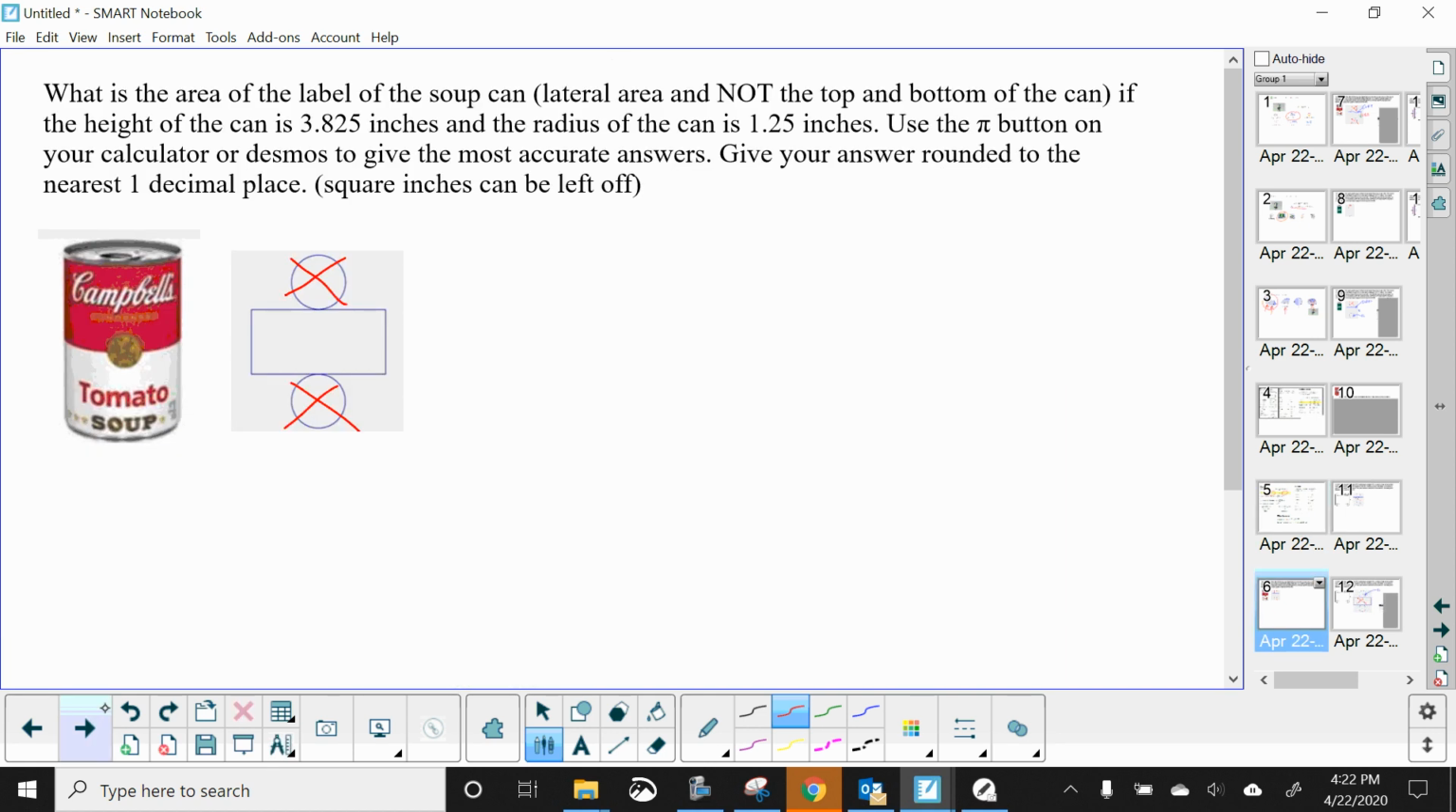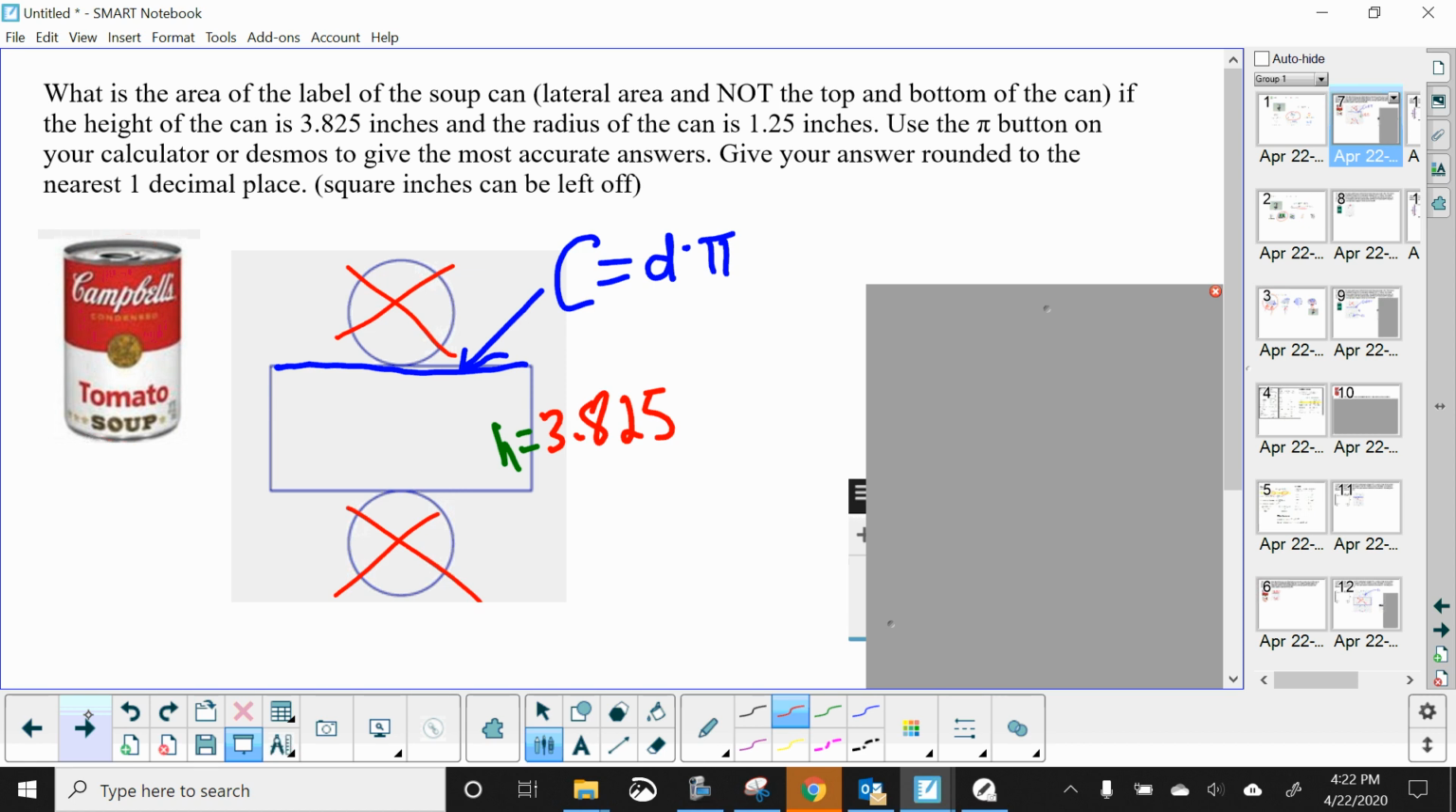All right, let's look at the Campbell Soup problem. A lot of people did all the surface area in this problem, not just the label. They only asked for the label, not the top and the bottom. So you didn't need these two things. The top and bottom aren't asked for, just the label area. Remember that the circumference is equal to the diameter times pi.